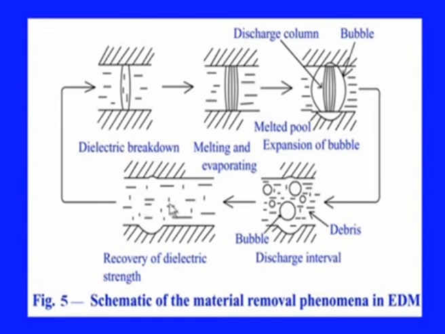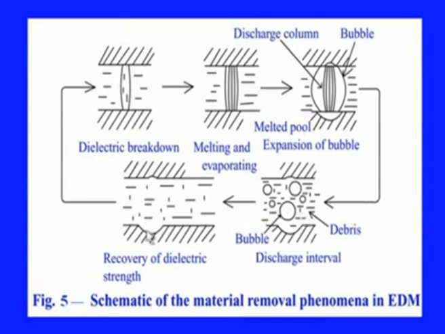dielectric fluid. If this debris gets accumulated here at one time, this debris will create a conducting bridge between the tool and the workpiece, and no more sparking will be possible in future. Therefore, it is very important to efficiently remove this debris from this working zone. This is done by the flushing fluid, and now the new fluid will enter this zone and the process will get repeated.